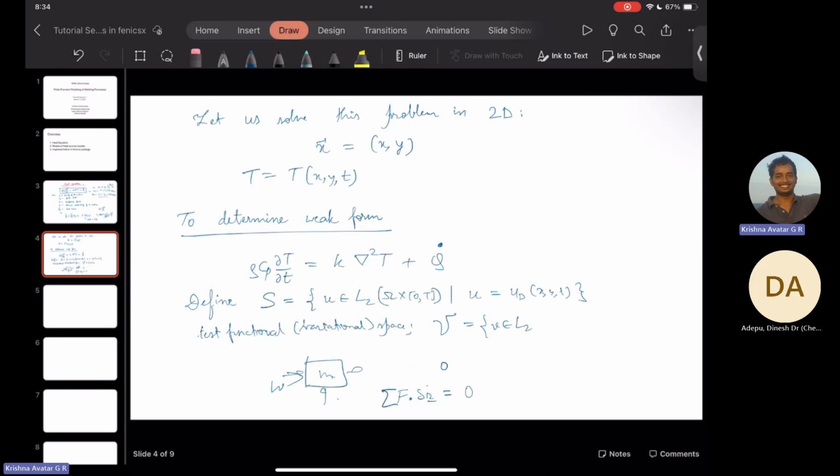Let me just go slow here. So say this body is in static equilibrium, such that the net force, the effective force, is zero. That you got right.